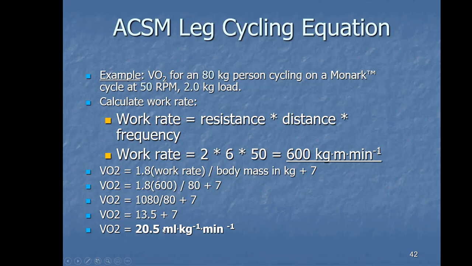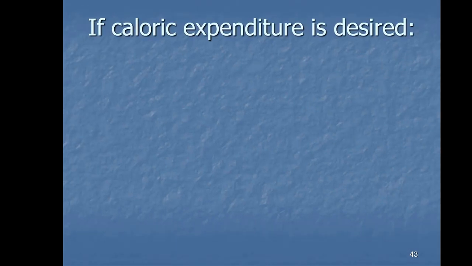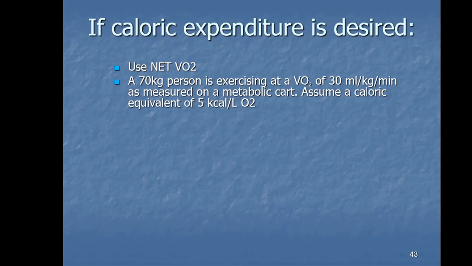Alternatively, we could convert this to absolute units and then convert it to kcals per minute, depending on what a question is asking. You'll get a lot of examples of this. I'm going to give you a worksheet with a lot of practice questions like this, so you're comfortable doing these calculations before the exam. Remember, if caloric expenditure is desired, we'd use net VO2.